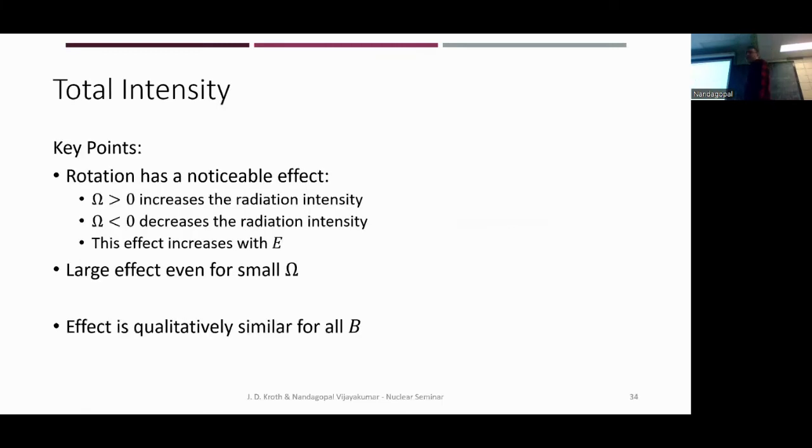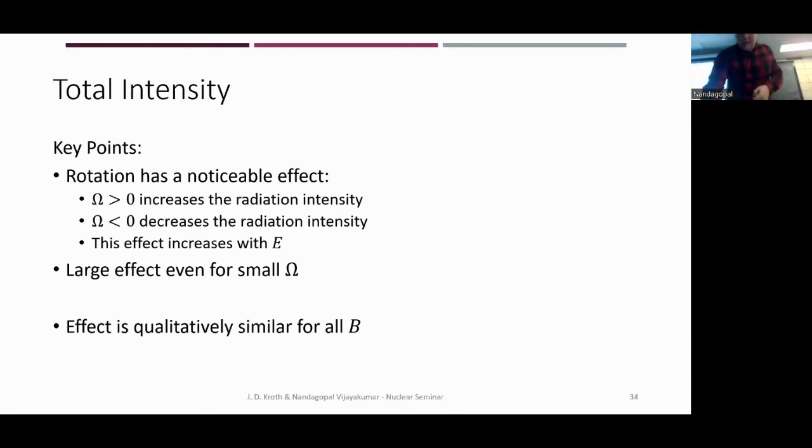And so the main points to take away from that are that our rotation has a noticeable effect on the synchrotron radiation. For omega greater than 0, we increase the radiation intensity. We saw that with the angular distribution, and of course it carries over into the total. Omega less than 0 suppresses the radiation, and we see a marked increase for greater values of the energy. We also get a large effect for even small omega that we've been assuming we have, and we have qualitatively similar behavior of this effect for all magnetic fields.